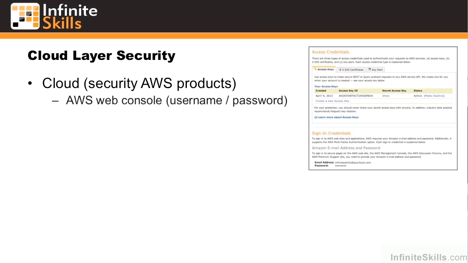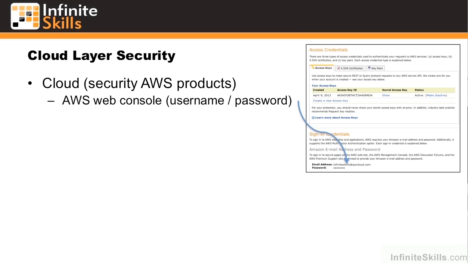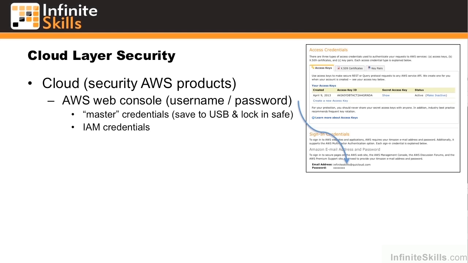This is security to AWS products. You have the access to the AWS Web Console, where you can control a limited number of the products. Access to this Web Console is controlled with the username and password, which you see here. Remember, we can have master accounts or IAM credentials. The master accounts are literally the keys to the kingdom. This is the account that you created when you first signed up with AWS. It has access to everything.